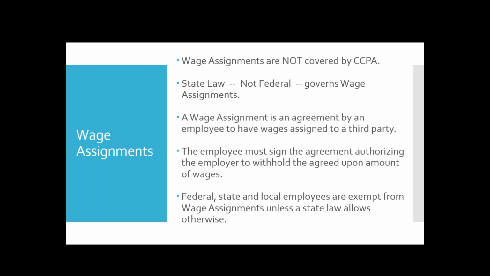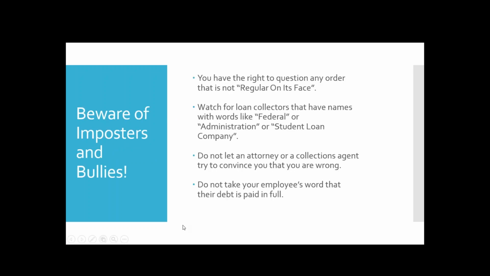Wage assignments are not covered by the CCPA, so there really are not limits. Probably the most common example of wage assignments these days would be payday loans. And folks can get into serious trouble and end up with interest rates of 600% or higher. A wage assignment is an agreement that an employee signs authorizing his or her employer to withhold a certain amount of wages and assign those wages to a third party. Federal, state, and local employees are exempt from wage assignments unless a state law allows otherwise.